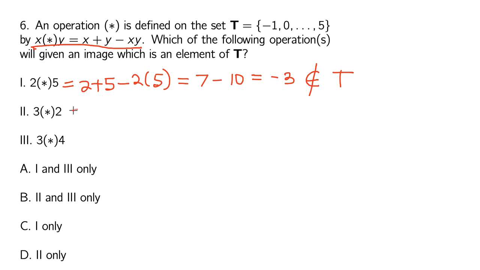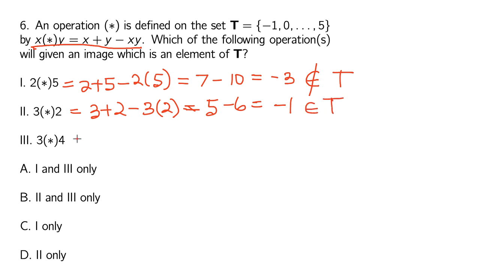Now the next one is 3 star 2. What do we have? We have 3 plus 2 minus 3 times 2. And that gives us what? We have 3 plus 2, which is 5. 3 times 2, that's 6. So we have 5 minus 6, which is -1. And -1 is in T.